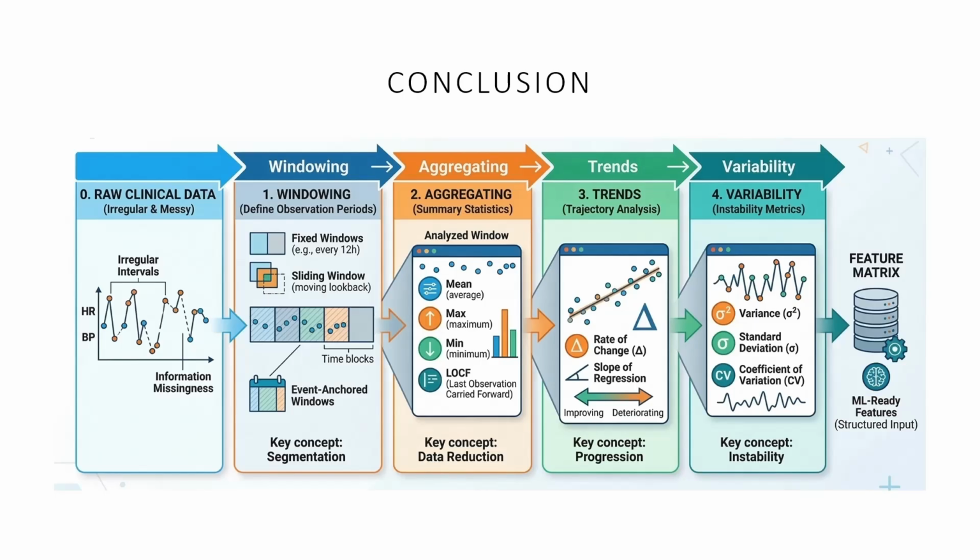By synthesizing these core techniques, windowing, aggregation, historical trends, and quantifying variability, we successfully pipeline irregular clinical data into a clean, structured feature matrix. This is the foundational step. Whether you're building an early warning system for sepsis or forecasting lengths of stay, your model is only as robust as the features you provide. Good feature engineering does not just manage data, it respects the clinical context, transforming noisy data into actionable signals.